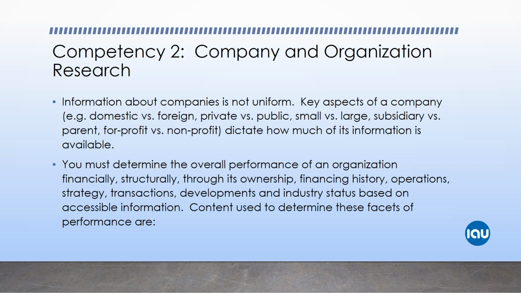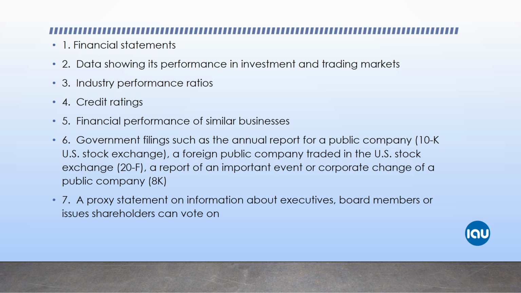So you have to determine the overall performance of an organization financially, structurally, its ownership, financing history, operations, strategy, transactions, developments, and industry status. And of course, this depends on what information you can access. So these are the things that you want to look for when you are researching an organization or company.